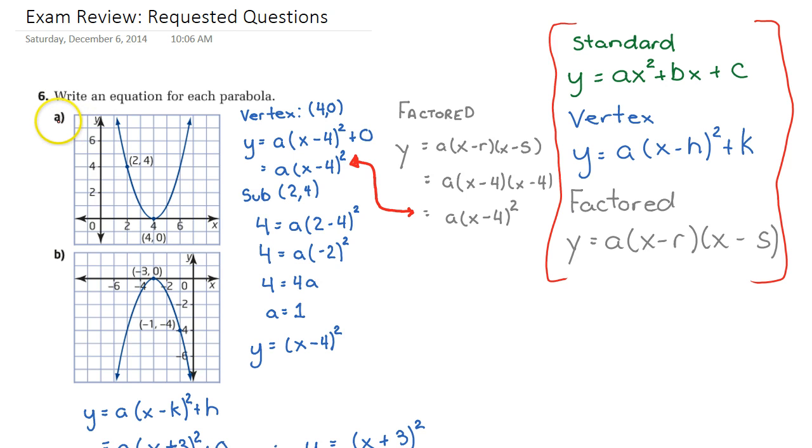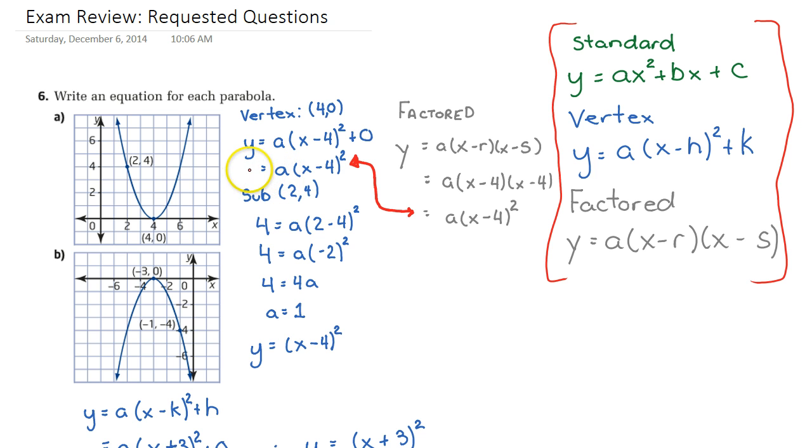So if I take a look at my first example here, I notice that this parabola opens up and it has a vertex at (4, 0). So if I write out vertex form, I substitute in (4, 0). And of course, plus 0 has no impact on the statement, so I'm just going to remove it in the next line. So now we have an equation, but we need to calculate a.